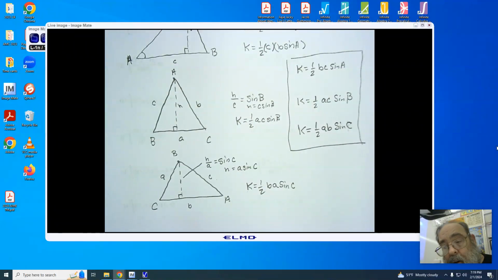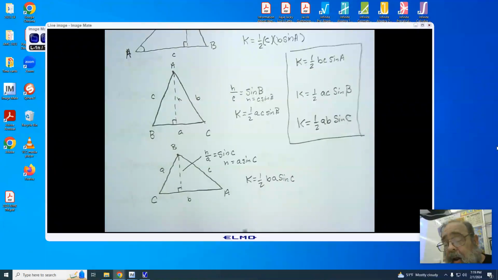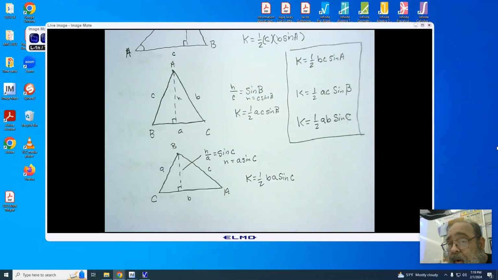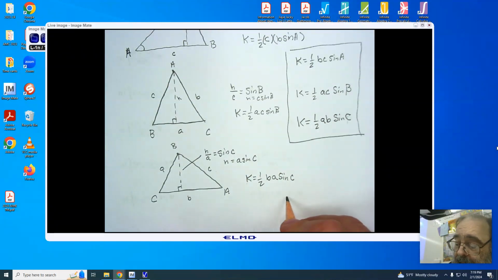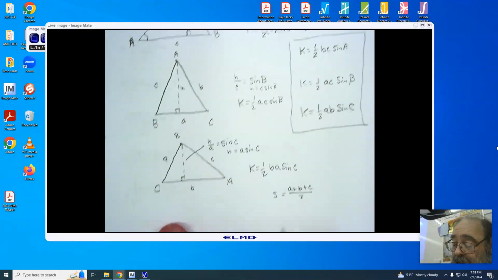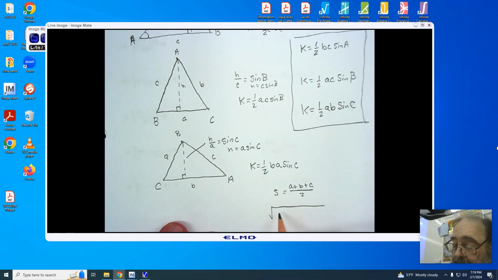That's pretty cool. Be aware, if we had all three sides and no angles, we would be using something called Heron's formula. Heron's formula works with the length of the three sides divided by 2, called the semi-perimeter S. We would then have the square root of each of these sides minus the semi-perimeter. So we would have A minus the semi-perimeter.